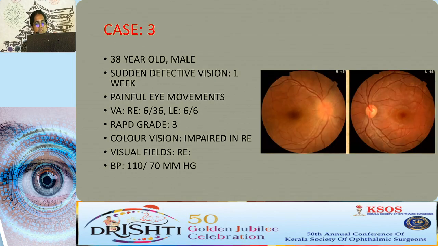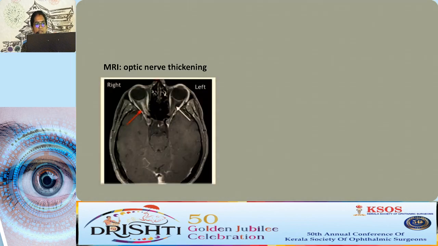In case 3, this is a 38-year-old male with sudden defective vision. He had painful eye movements, which is a very typical feature of optic neuritis. The vision was 6/36 in the right eye with grade 3 RAPD, and color vision was also impaired. BP was normal, and he had an optic nerve thickening in the MRI. So this is a right eye optic neuritis.